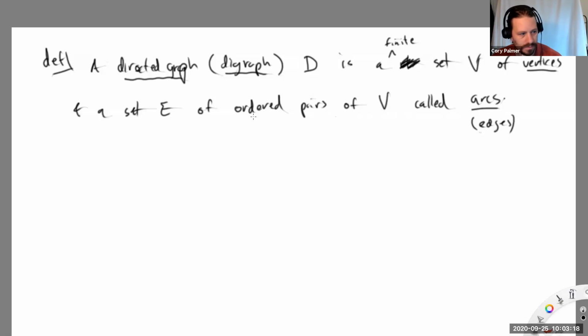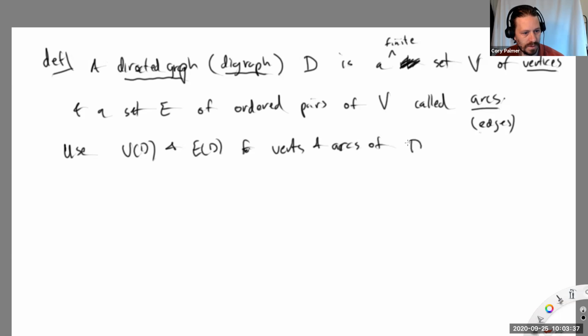All right. And for a fixed D, as before, we use V of D and E of D for vertices and arcs of a digraph D, just to refer to those specifically. Okay, and so let me draw a couple examples here. This is very simple, but there's one important point to emphasize. There's a few in the notes as well.